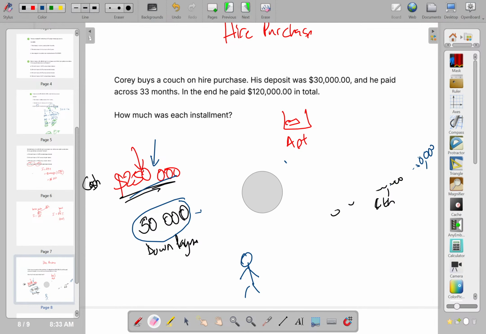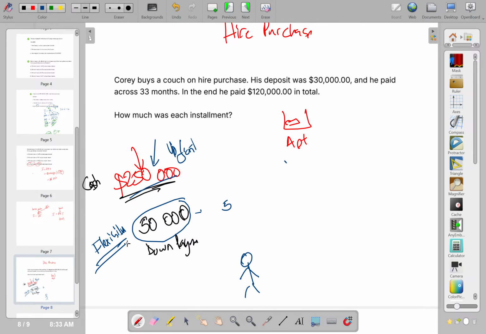So that's what is happening there under hire purchase. Under the flexible arrangement, typically you are going to be paying more than if you paid it up front, right? So make a note on that. You're always going to be paying more in hire purchase under the flexible arrangement than if you paid it up front with cash.